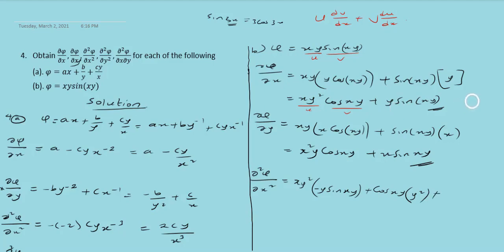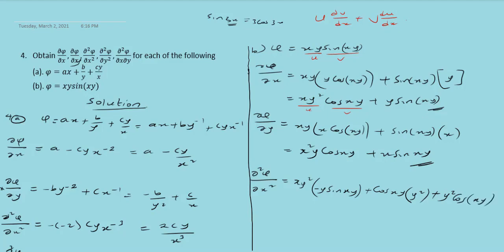Differentiate y sine xy. I've told you before, y is a constant. I will just have y here. Differentiate sine xy with respect to x. If you differentiate xy, the answer will be y. So that this one will become y square. Then differentiate sine, the answer will become cos xy.